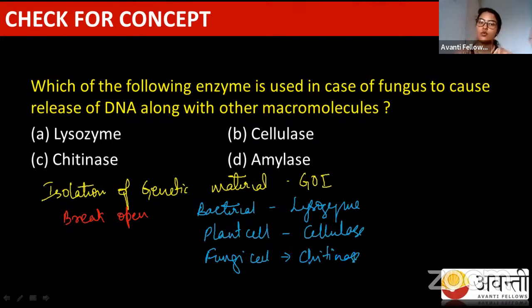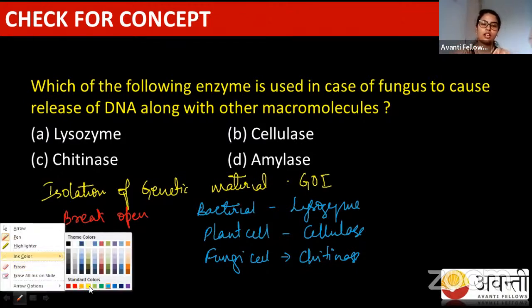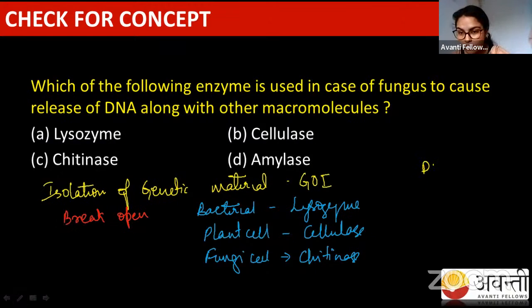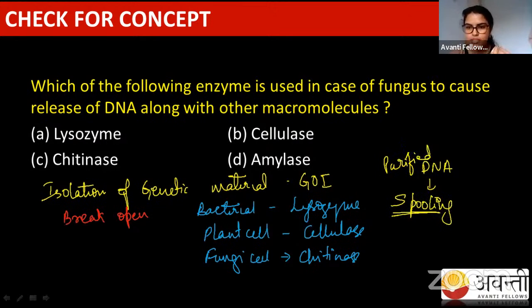After this, what are we going to do? When we break open the cell membrane, there is cytoplasm. In the cytoplasm also there are many macromolecules like protein, lipids, RNA. So we have to digest those using different enzymes. Ultimately, what do we have to extract? We have to extract DNA, and that purified DNA is taken out by the process called spooling. By the spooling process we have extracted the purified DNA. So here you can see in the options.